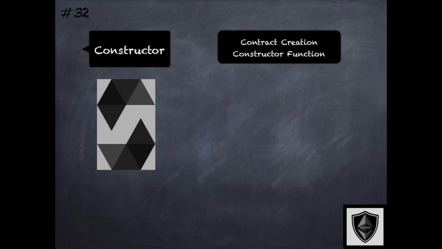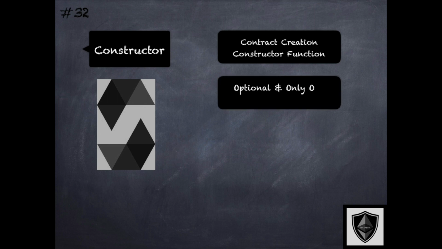So constructor is really a special function that gets triggered when a contract is created. A constructor is optional and there can be only one constructor for every contract. And these special functions are specified by using the constructor keyword. Some of the syntax and semantics has changed over the course of the Solidity versions, but this is how it has been in the most recent versions of Solidity.